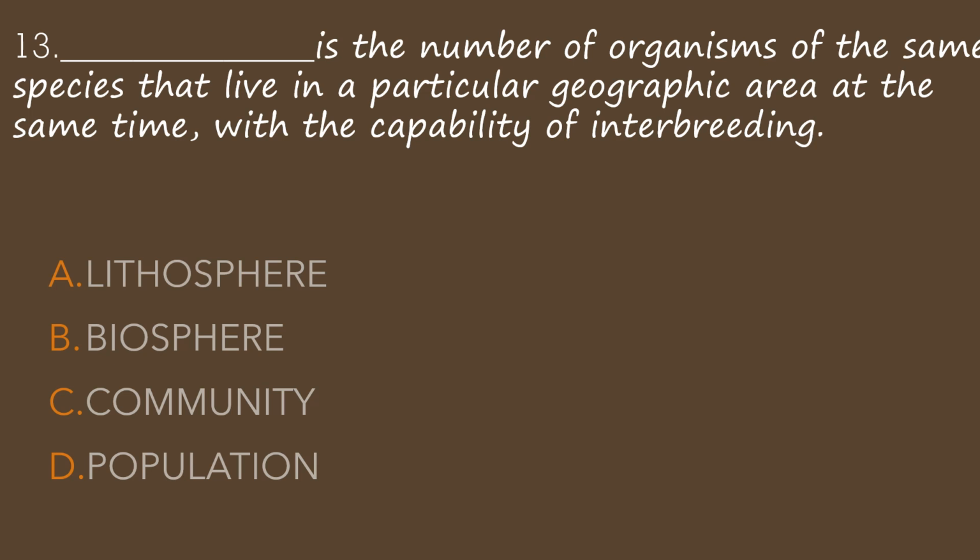Number 13. Blank is the number of organisms of the same species that live in a particular geographic area at the same time with the capability of interbreeding. A. Lithosphere. B. Biosphere. Letter C. Community. And letter D. Population.